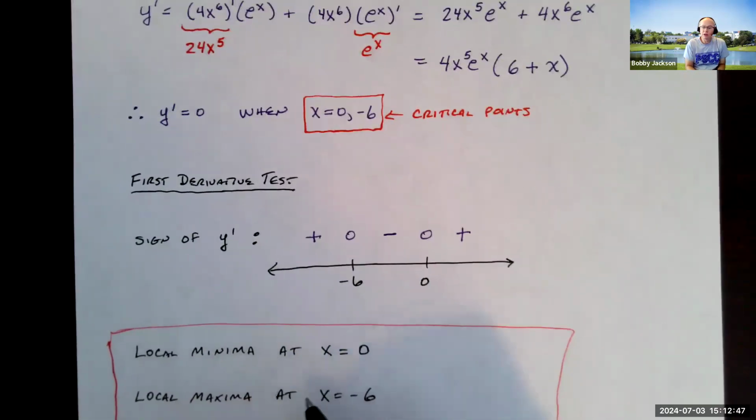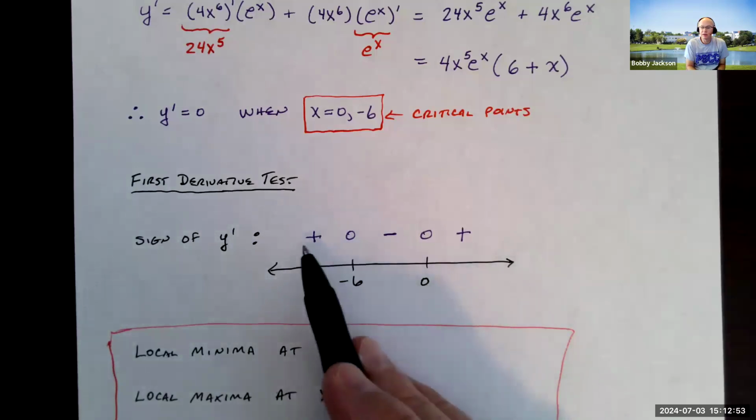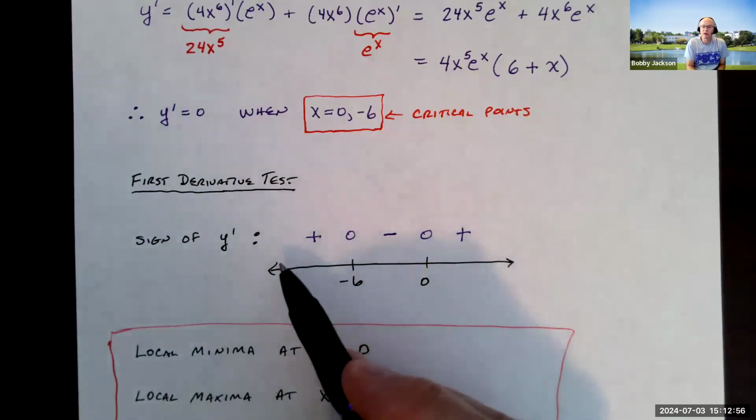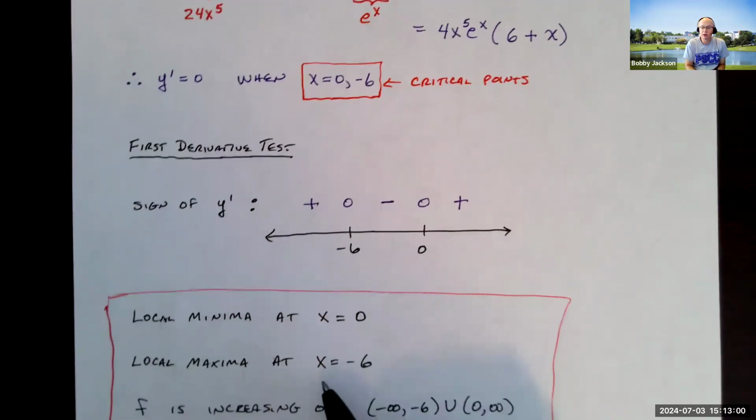And then local maxima is going to be at x equal -6. Why is that? Because by the first derivative test, we have a sign change in the derivative from positive to negative as we go from left to right, which means the function is changing from increasing to decreasing at -6. So we have a local maxima there.